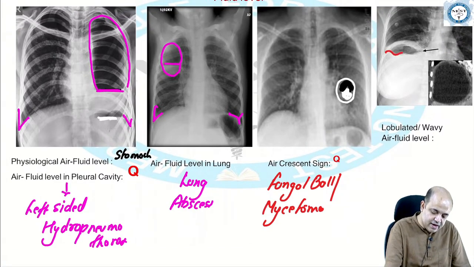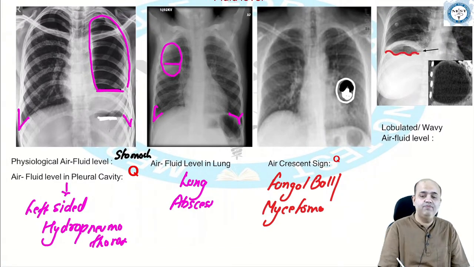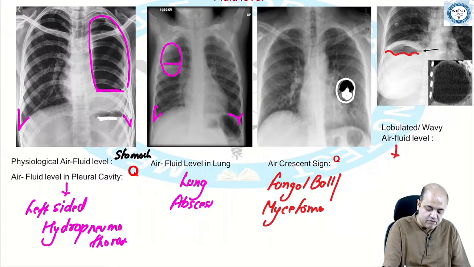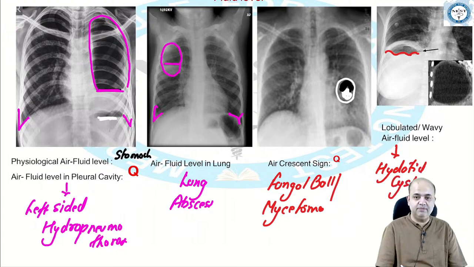And then here we have a wavy contour to the air fluid level. Wavy air fluid level, this is indicative of the hydatid cyst.